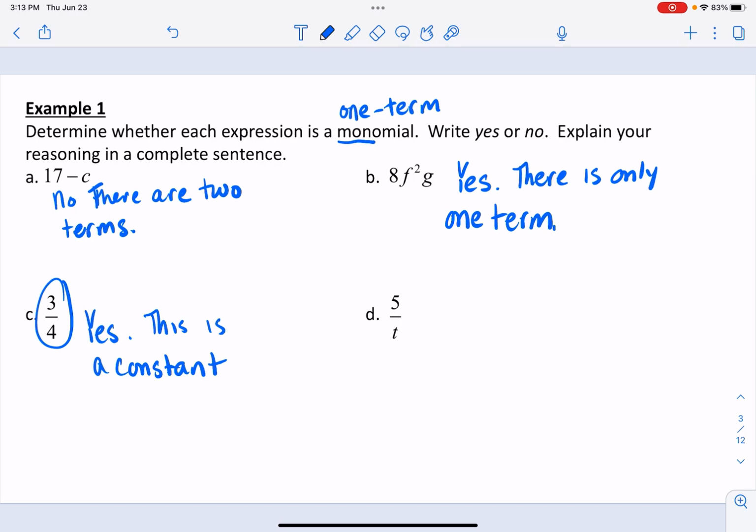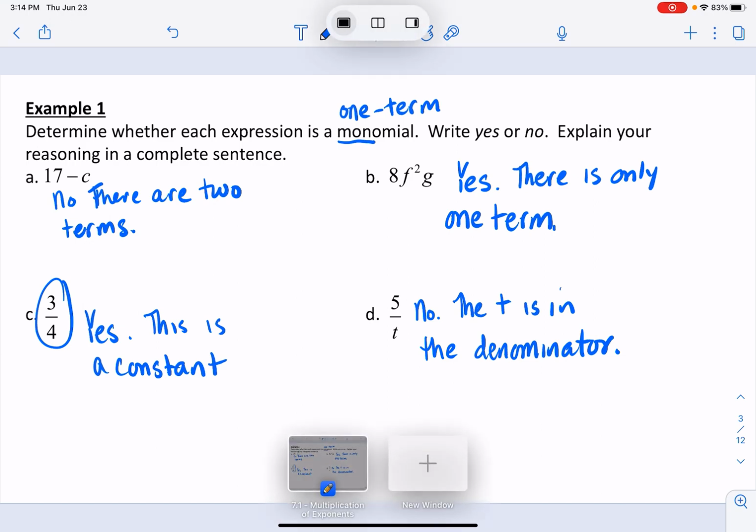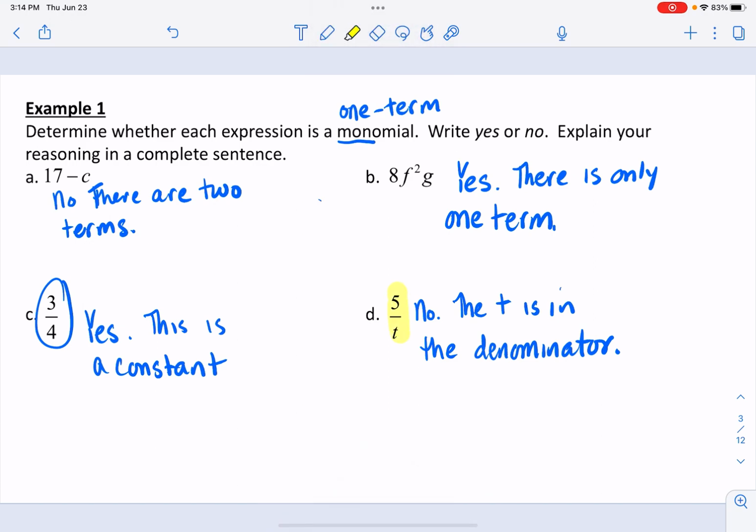Okay, and then 5 over t, no. The t is in the denominator. So I just want you to think about this. I used the idea that there's two terms. There's one term. Okay, for D, there's one term here, but you can't have any variables in the denominator of that fraction. So just keep that in mind.